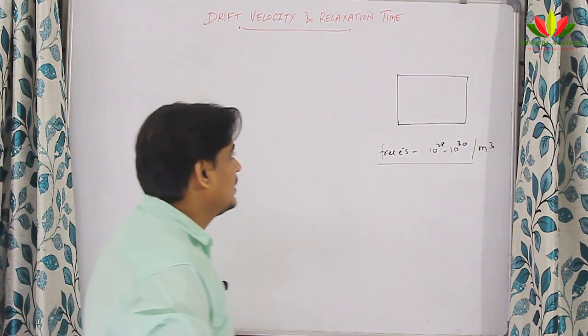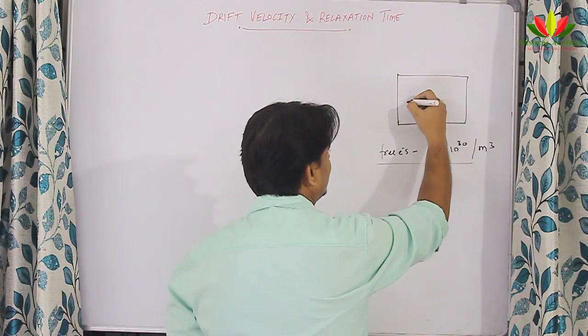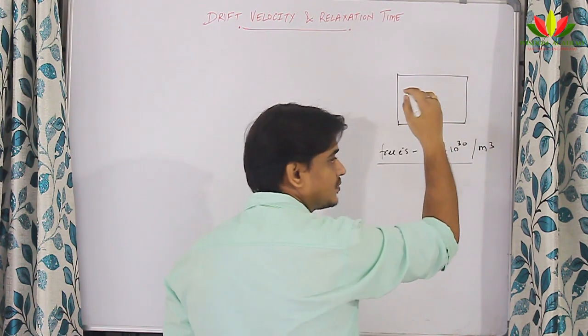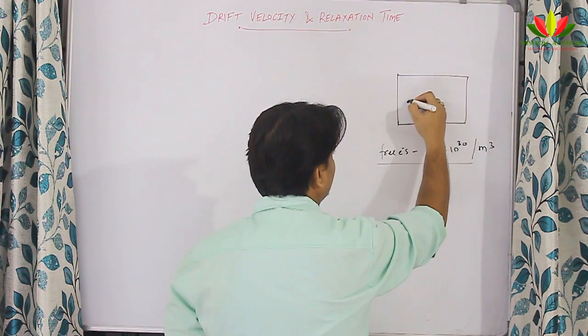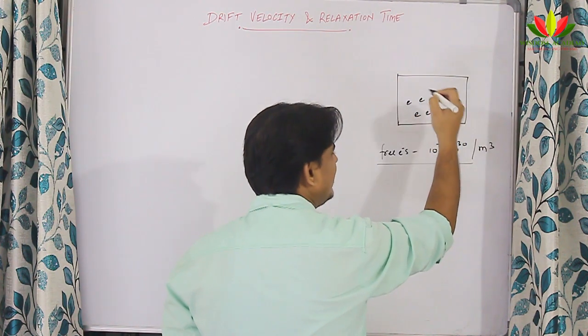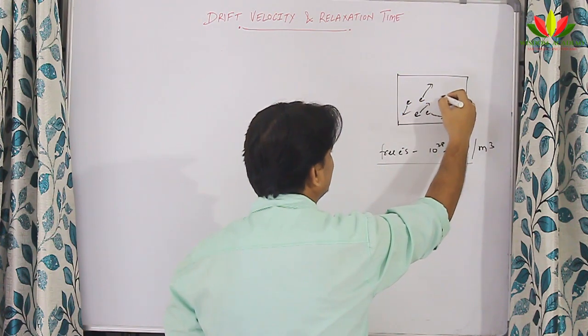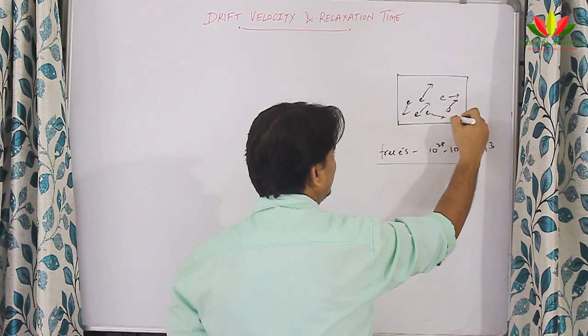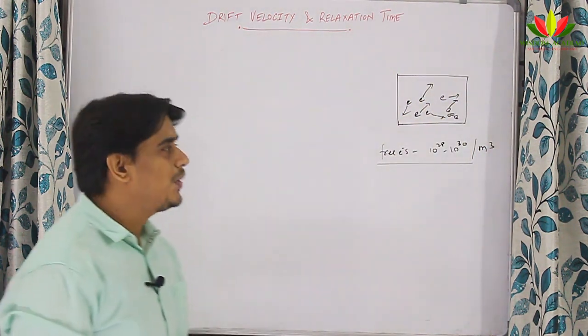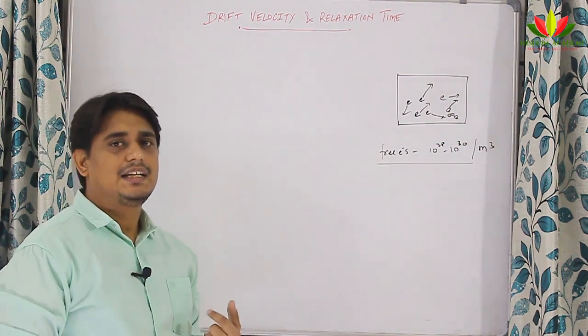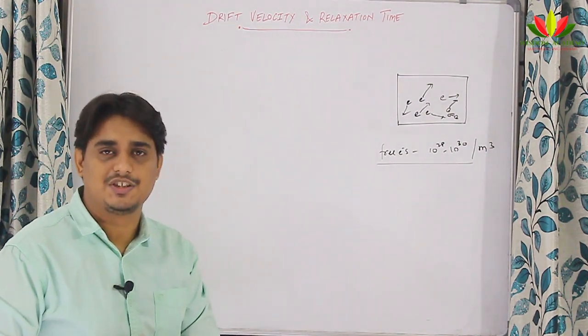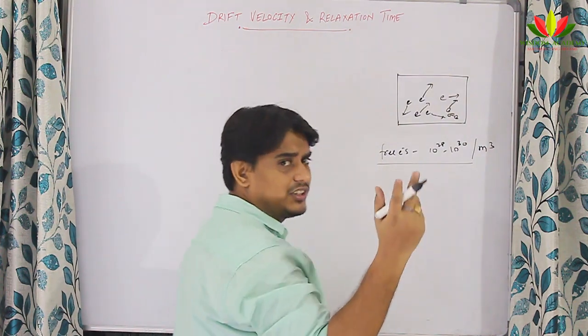So what happens when these free electrons are present in the conductor? Let me assume they are like this. They move here and there. It moves like this, like this, like this, and every electron moves in a random direction. So when they move in random directions, the net velocity cancels out. I think you understand what I am trying to say.